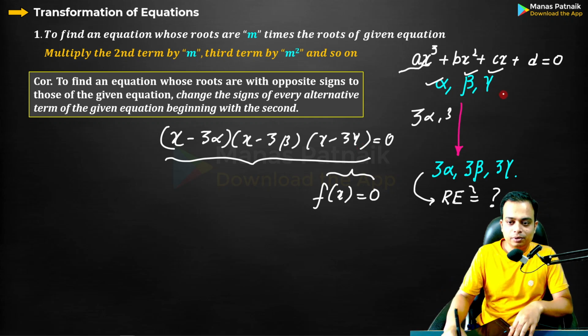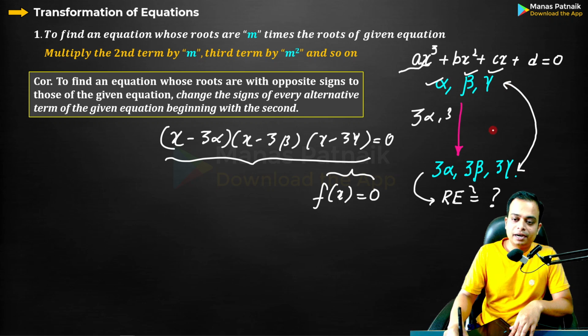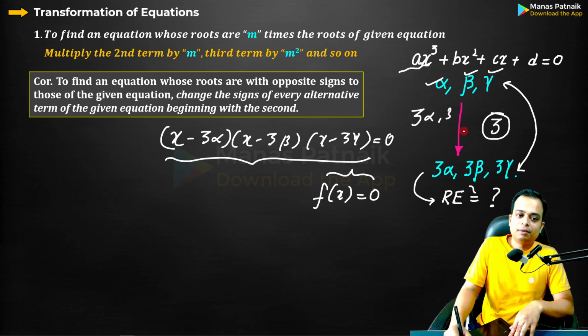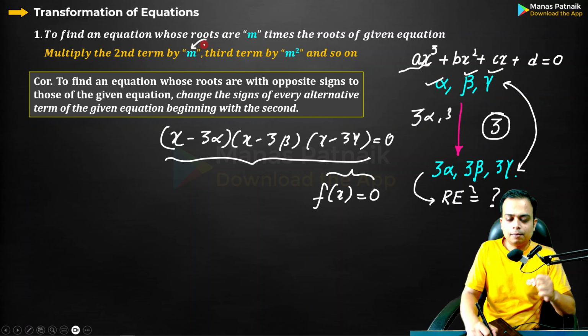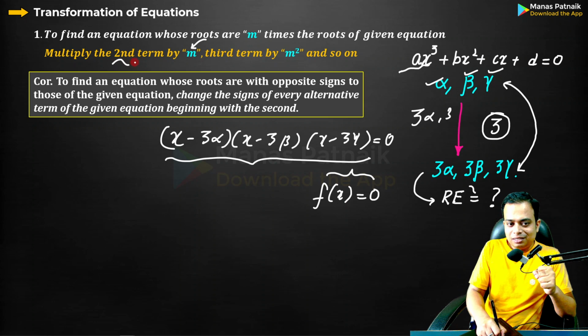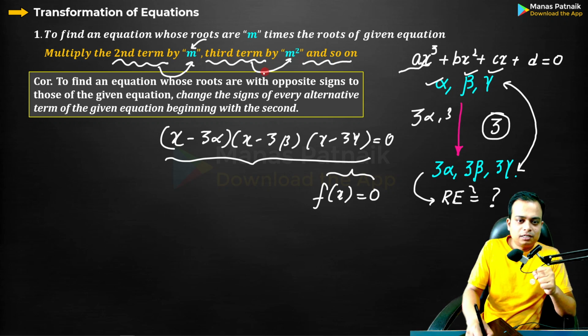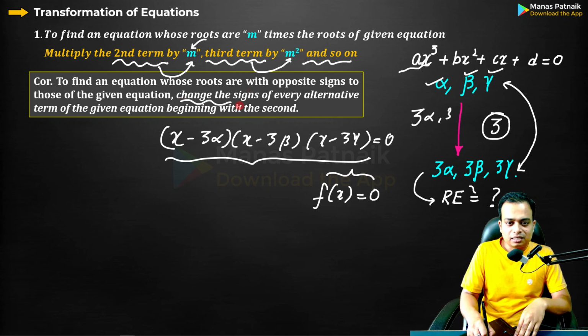What you need to do is identify by what factor the roots have been multiplied. Here we can see all the roots have been multiplied by 3. So m is going to be that factor in general. You need to start with the second term multiplied by m, then the third term multiplied by m square, and so on. But sir, what is this all about? Change the sign of every alternate term of the given equation.